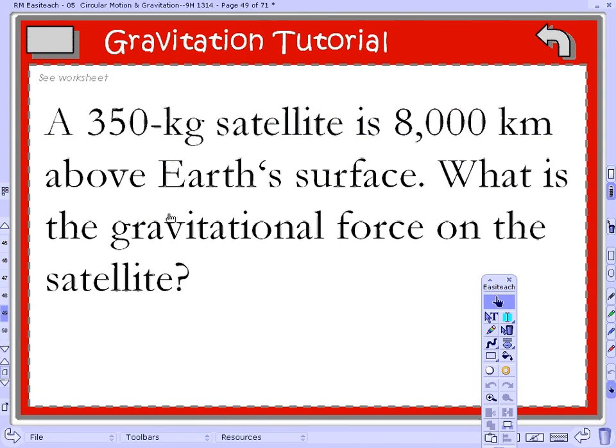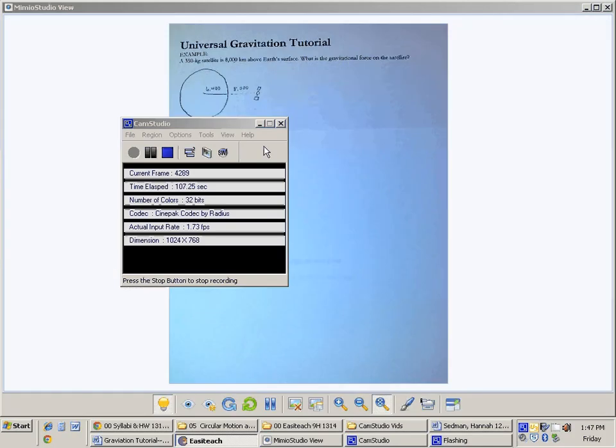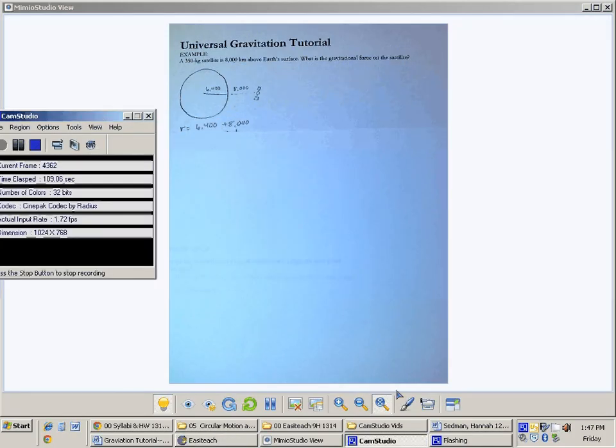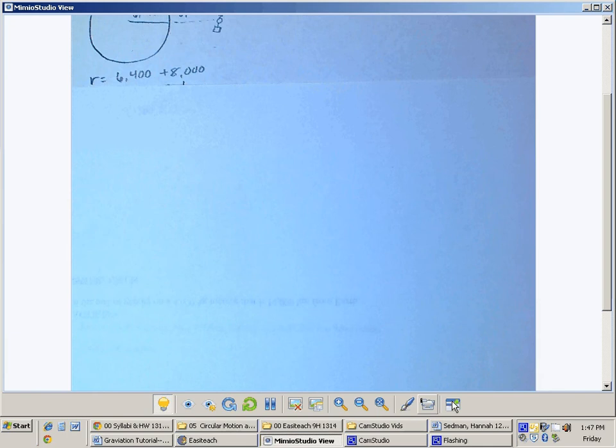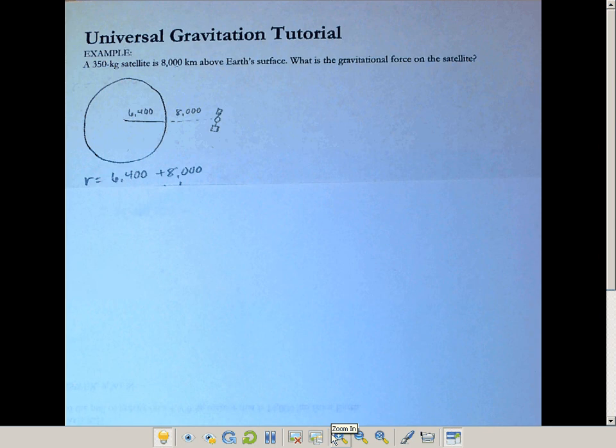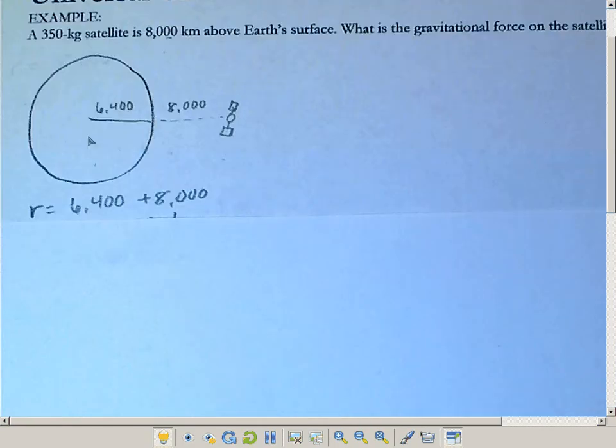So here's the example problem that we're going to try to solve. This is a typical gravitation problem. You have a satellite above the Earth. Pause this, and if you want to, just give it a shot. Try to calculate the answer before I show you. The first thing I've done, which I think is extremely important, is I've drawn a picture of what's happening here. I've got the Earth and I've got the satellite.